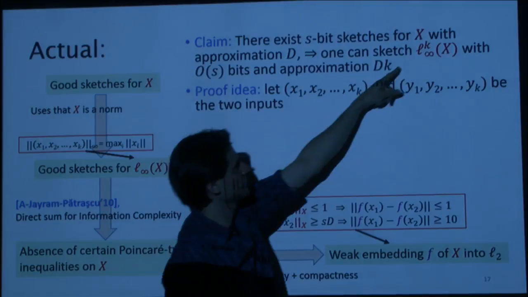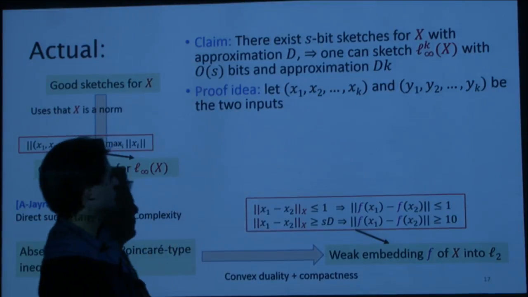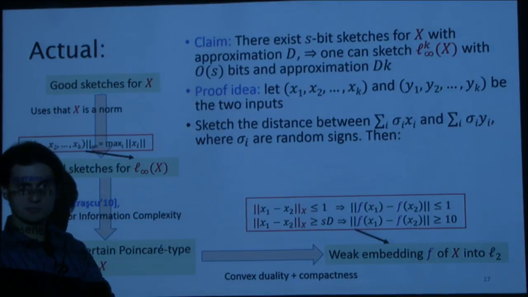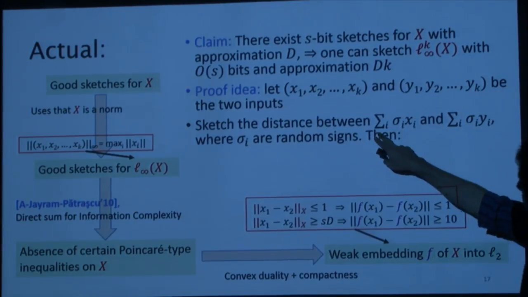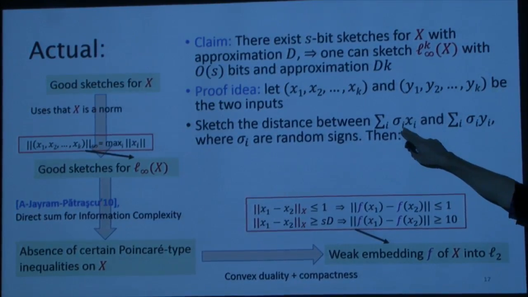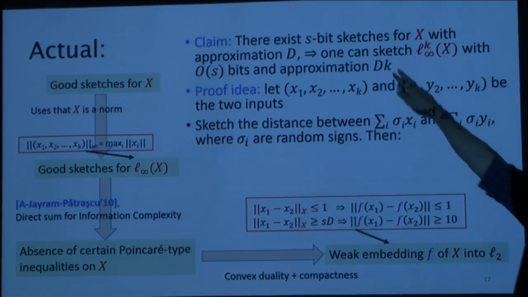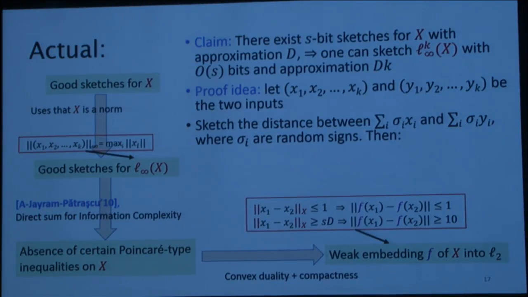And here is the proof idea. So we are designing the sketch for L infinity of x. Let x1 up to xk and y1 up to yk be the two inputs of Alice and Bob. So the sketch is the following. We'll use Rademacher variables, namely sigma i's, which are plus minus ones. Alice computes this random sum of xi's with random plus minus ones, and Bob computes this random sum of yi times sigma i. We sketch this, they plug into the sketch for x, and they use the answer as an answer for L infinity of x.